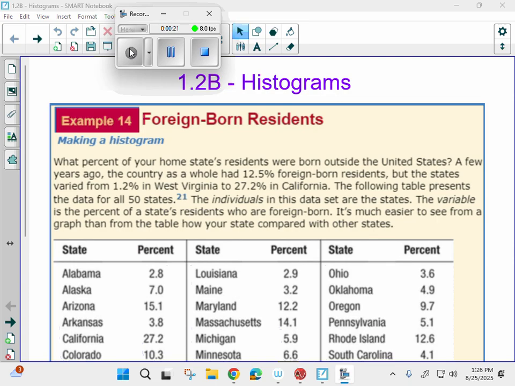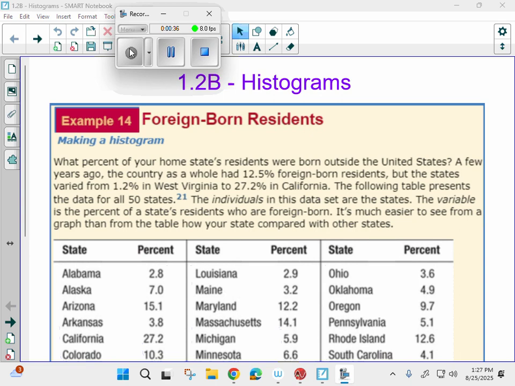Now we're going to do, oh yeah, so then we did quantitative data Friday. What are the two graphs we learned Friday? Do you guys remember? Stem and leaf, dot plot. Now we're going to do histograms today, okay?